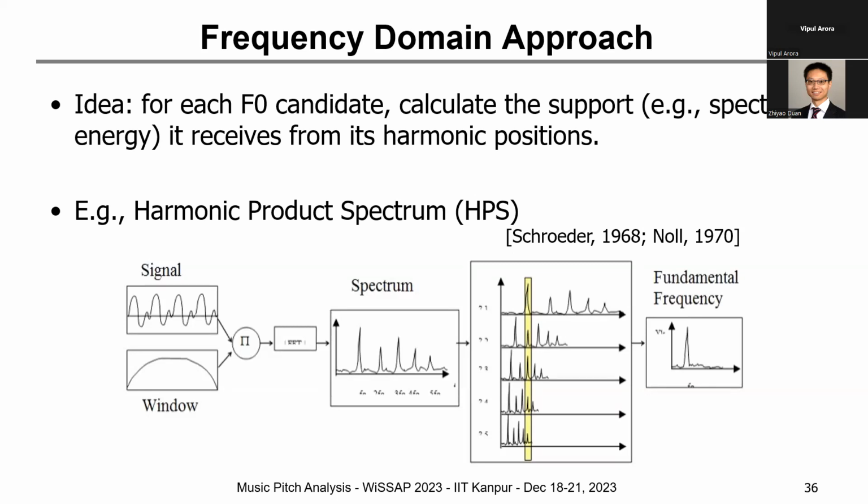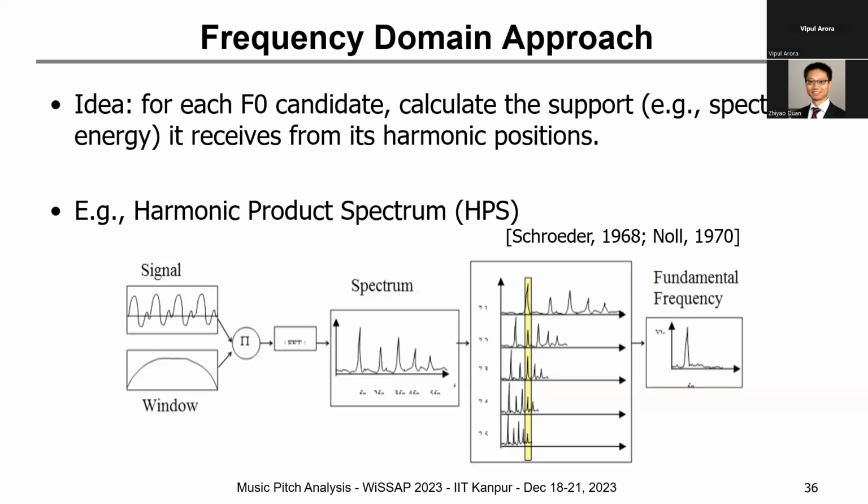Say this is scaling by 1/2, this is by 1/3, so that the third harmonic in this case would align with the fundamental frequency in the original case. And then they multiply all these different scaled versions together in pointwise fashion. Then they get this so-called product spectrum. And the product spectrum will show a high value at its fundamental frequency because it receives support from all its harmonics in the scaled versions.